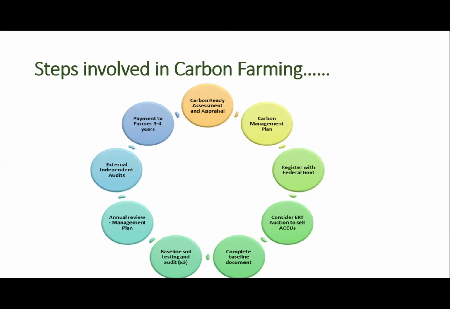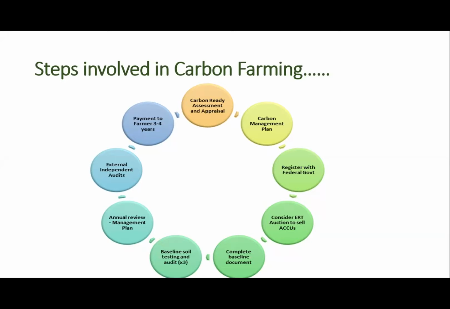Then, of course, you need to register the farm project with the federal government, which is quite a lengthy and involved process. Lots of paperwork involved with that. And most people choose not to do that themselves, but to actually have a representative organisation do that on their behalf. And I can talk a little bit about that later and answer questions on that. And then you can consider, and this is a really important word, consider entering into a project, into a competitive ERF auction process for a carbon contract to sell ACCUs, or Australian Carbon Credit Units, to the federal government within 10 years.